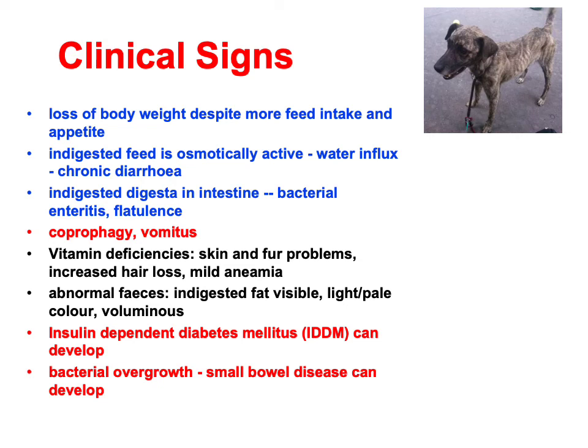With the chronic diarrhea, the vitamin deficiencies will result in skin and fur problems, the deficiency of different B vitamins, increased hair loss, and a mild anemia. The abnormal feces show ingested fat visible, a light pale color, voluminous in amount, and as secondary consequences, diabetes and small bowel disease can develop.